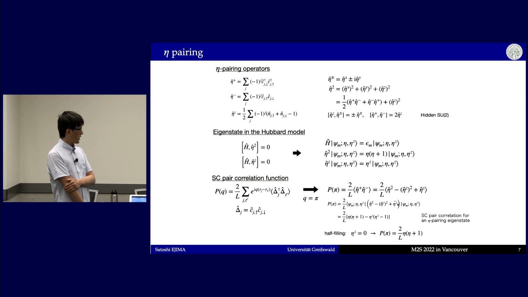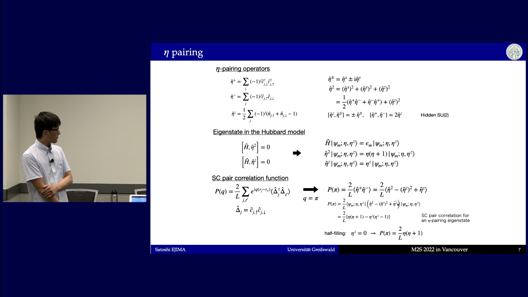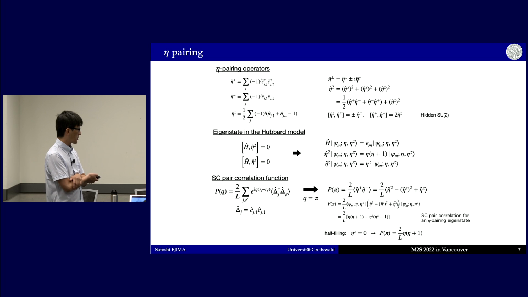But until recently, it was only of specific interest, especially from the mathematical point of view, because in the ground state there exists no eta pairing. But very recently, it was shown that there exists eta pairing after pulse irradiation.